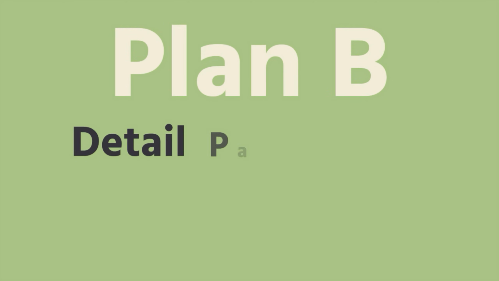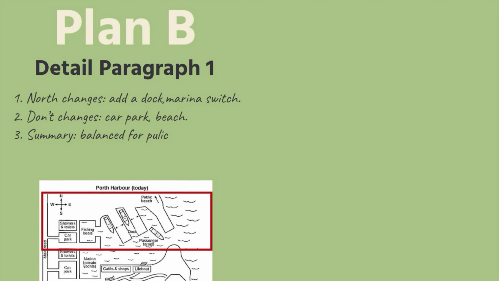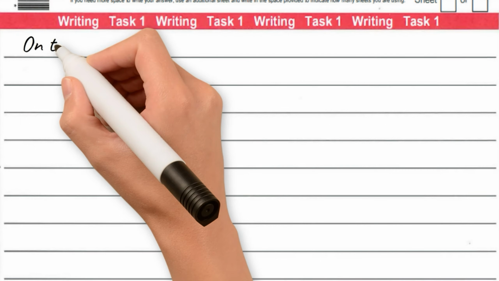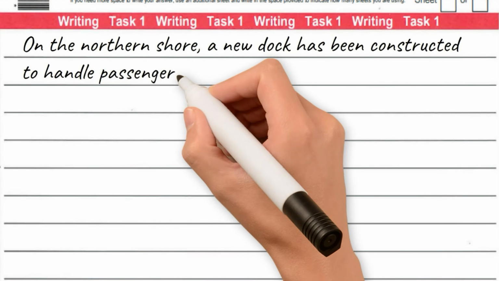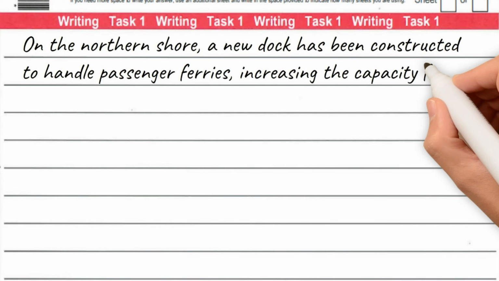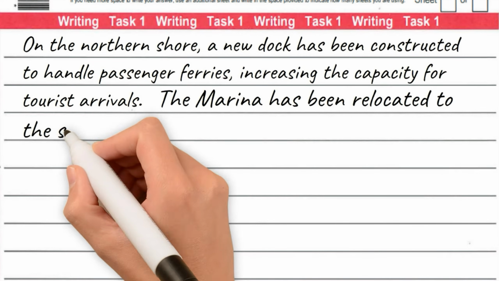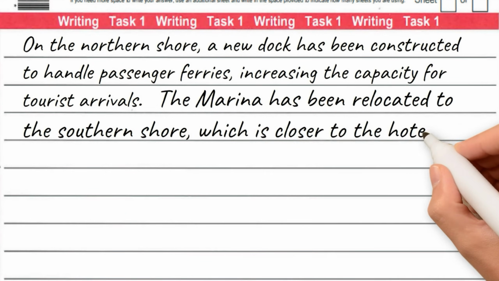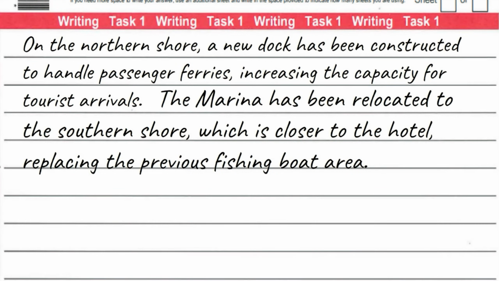For Plan B, I will just show you the essay and I won't explain sentence by sentence. On the northern shore, a new dock has been constructed to handle passenger ferries, increasing the capacity for tourist arrivals. And the marina has been relocated to the southern shore, which is closer to the hotel, replacing the previous fishing boat area.